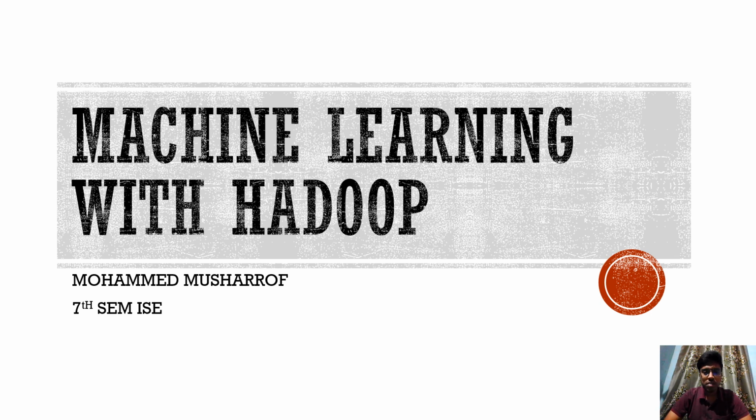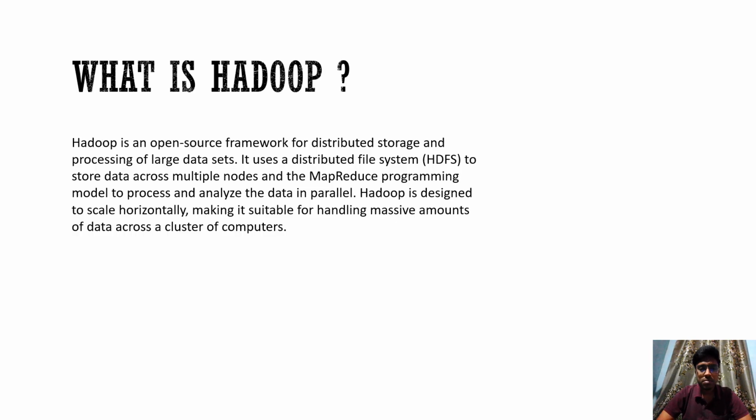Today's topic is machine learning with Hadoop. So what is Hadoop? Hadoop is an open source framework for distributed storage and processing of large data sets. It uses a distributed file system (HDFS) to store data across multiple nodes, and the MapReduce programming model to process and analyze the data in parallel. Hadoop is designed to scale horizontally, making it suitable for handling massive amounts of data across a cluster of computers.